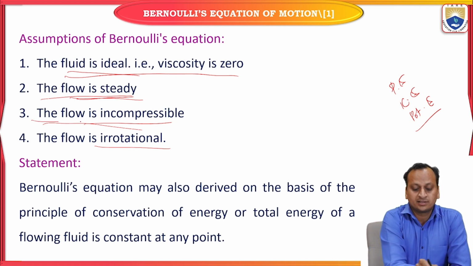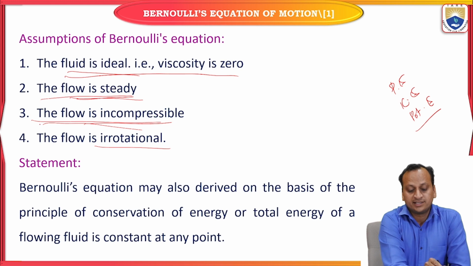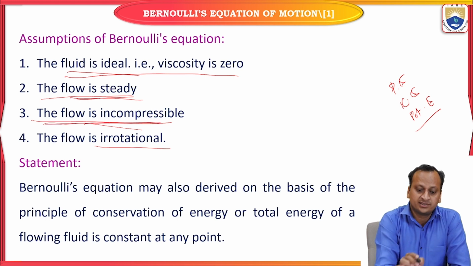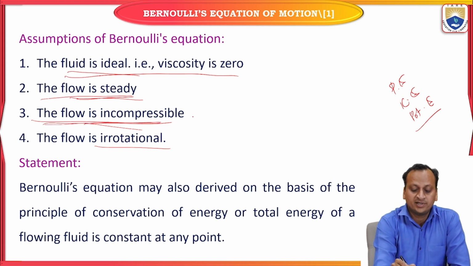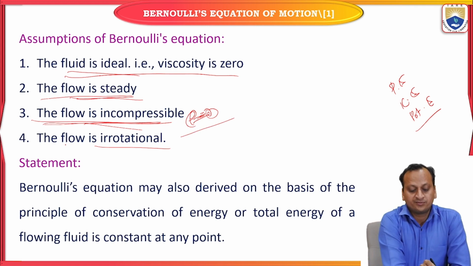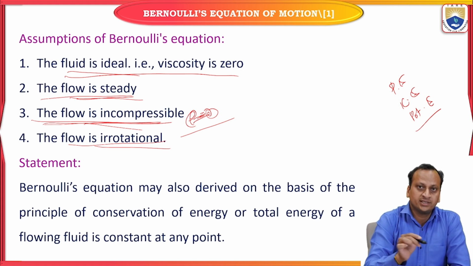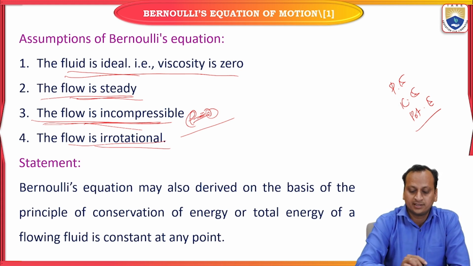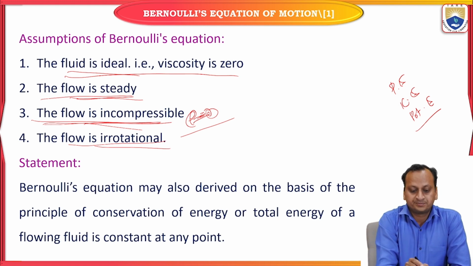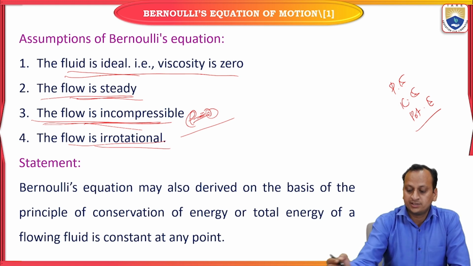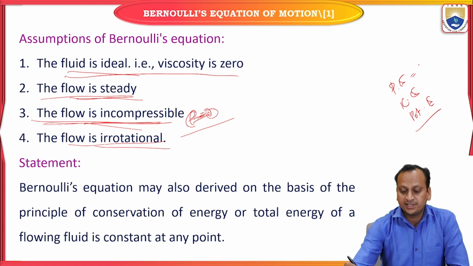Compressible is a different case, and incompressible is another case. Incompressible means the density does not change. If the density remains constant, then you can call it incompressible. At the same time, the flow should be irrotational: the fluid particles should not rotate about their own mass centers as they flow. For these four conditions, these three energies remain constant.